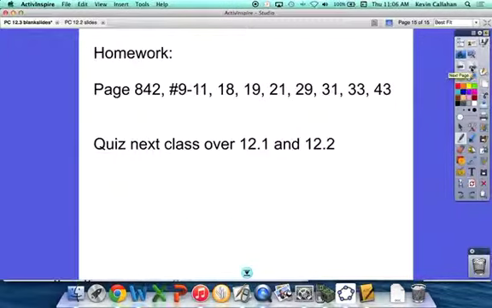Okay. So the homework is here. Why does it say 9? You can see I was typing this stuff fast. It's not 9 through 11. It's just 9, 11, 18, 19, 21, 29, 31. And actually, that's not right either. Golly, I was going fast. This is 17.